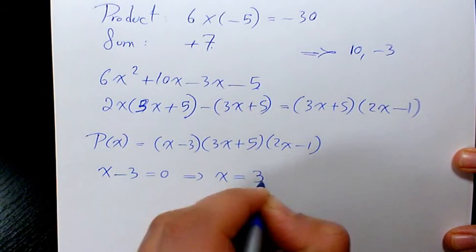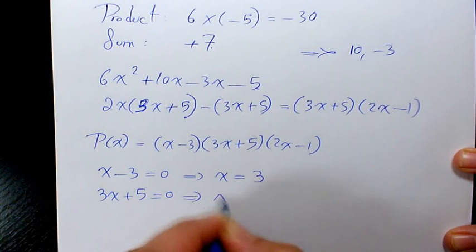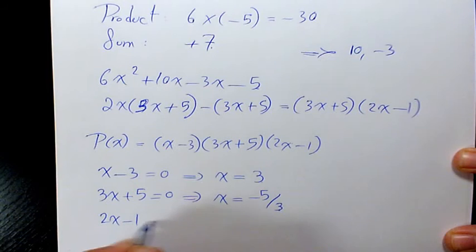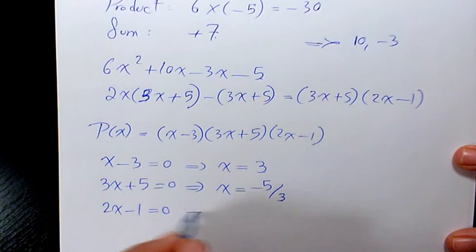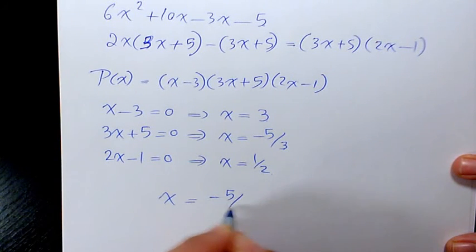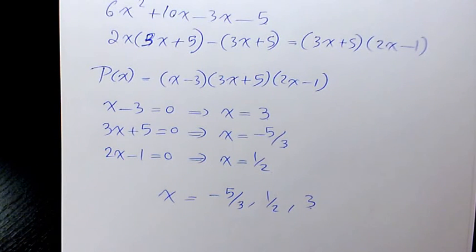So x equals 3. 3x plus 5 equals 0, so x equals negative 5 over 3. 2x minus 1 equals 0, which means that x equals 1 over 2. So these are the three zeros. It means that we have negative 5 over 3, 1 over 2, and 3. These are going to be the roots. Now let's look at the next example.